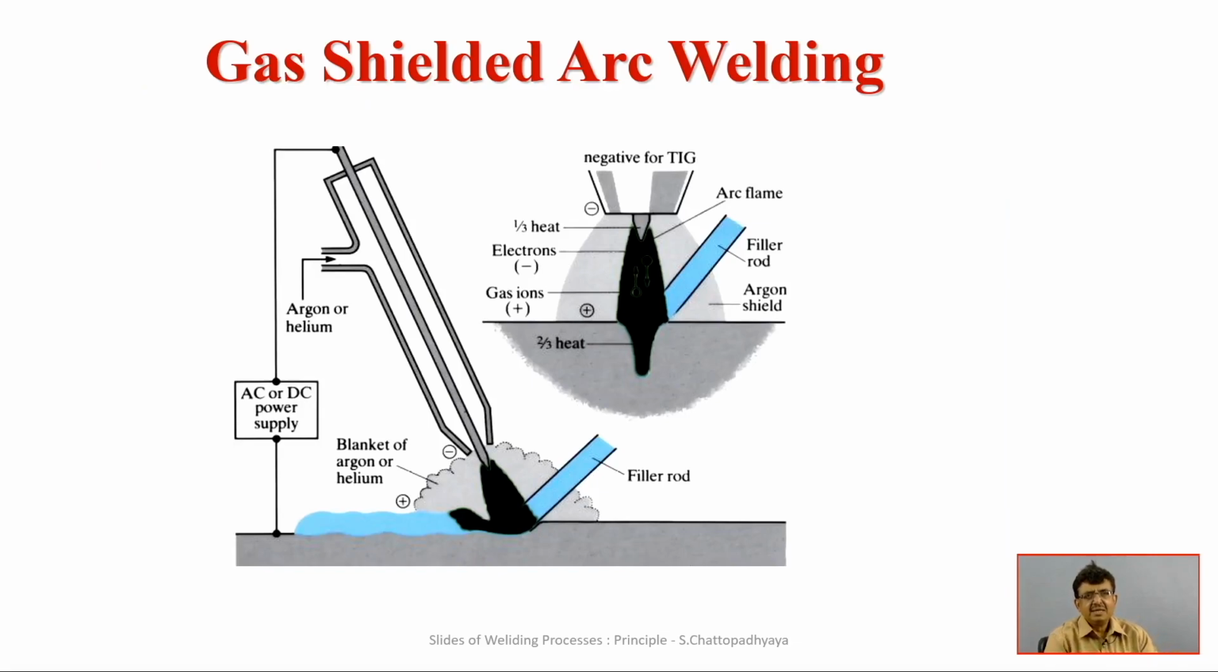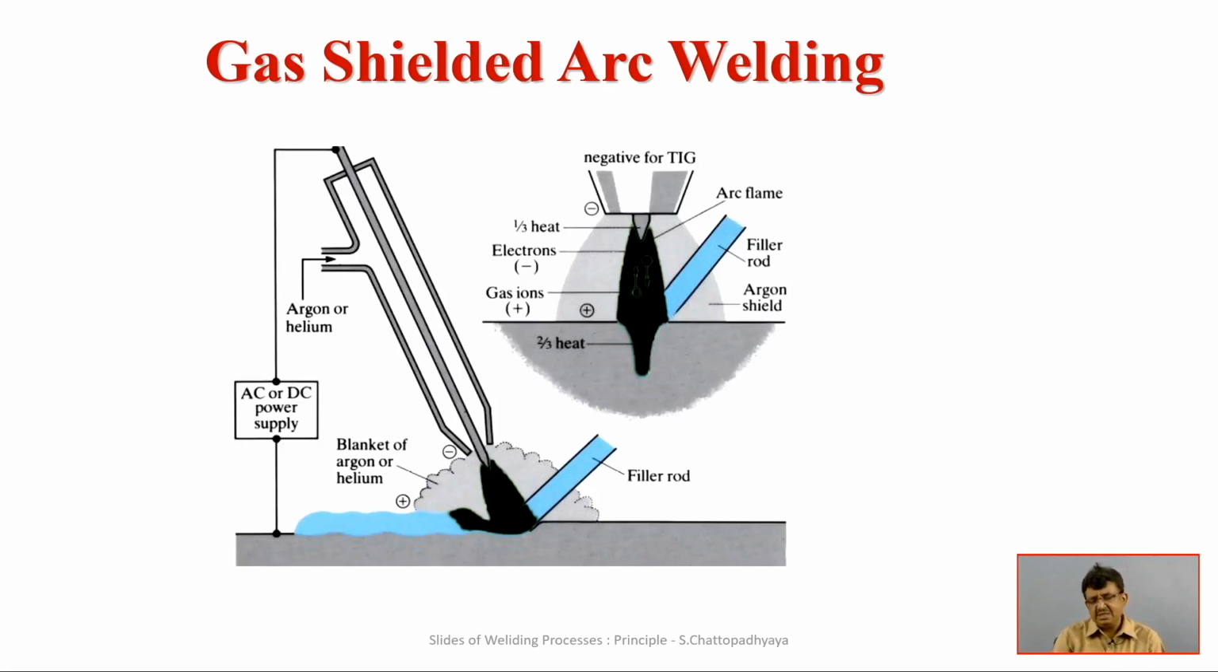Next, this is the typical gas shielded arc welding process. One third of the heat is in the upper part and more heat is in the lower part, and the filler rod is associated with that, and the inert gases are argon gases. So it is known as gas shielded arc welding, not gas welding. That means the arc is there and gas is the jacketing of the welding process.